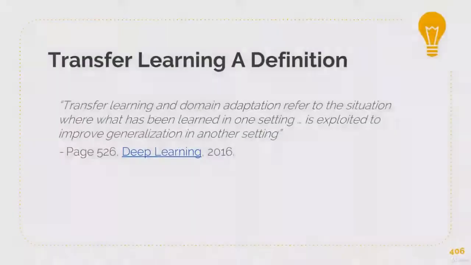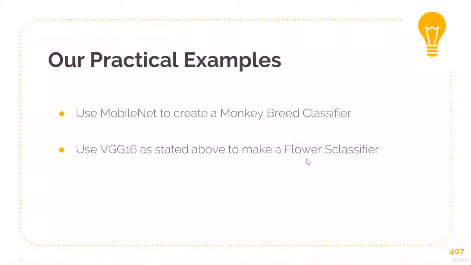So here's a quick quote from the deep learning book. I'm pretty sure you can click this link on the PDF slides that I give you. Basically, transfer learning and domain adaptation refer to the situation where what has been learned in one setting is now exploited to improve generalization in another setting. That's effectively what transfer learning means. And we're going to do some practical examples now. We're going to use MobileNet to create a monkey breed classifier, and then we're going to use VGG to create a flower classifier. So stay tuned and we're going to have some fun with these models, I guarantee it.